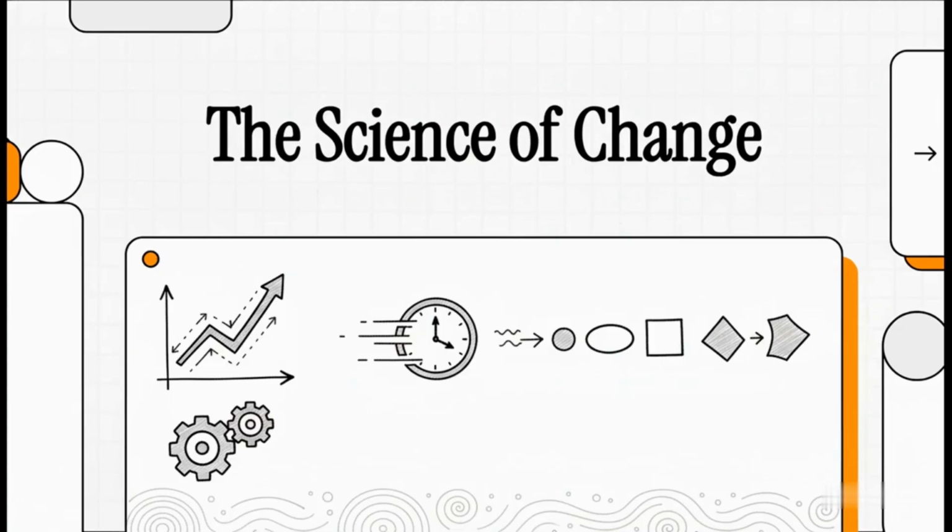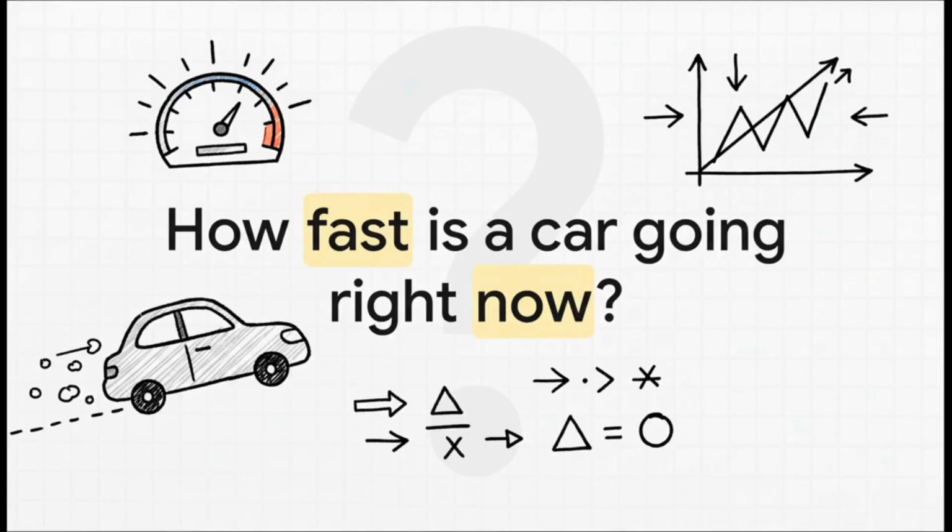Everything around us is in constant motion, constantly changing. But how do we actually measure that change? Not over an hour or even a minute, but in a single fleeting instant. Well, in this explainer, we're going to dive into differentiation, the amazing mathematical tool that lets us pinpoint the science of change itself. Okay, let's start with our really simple question.